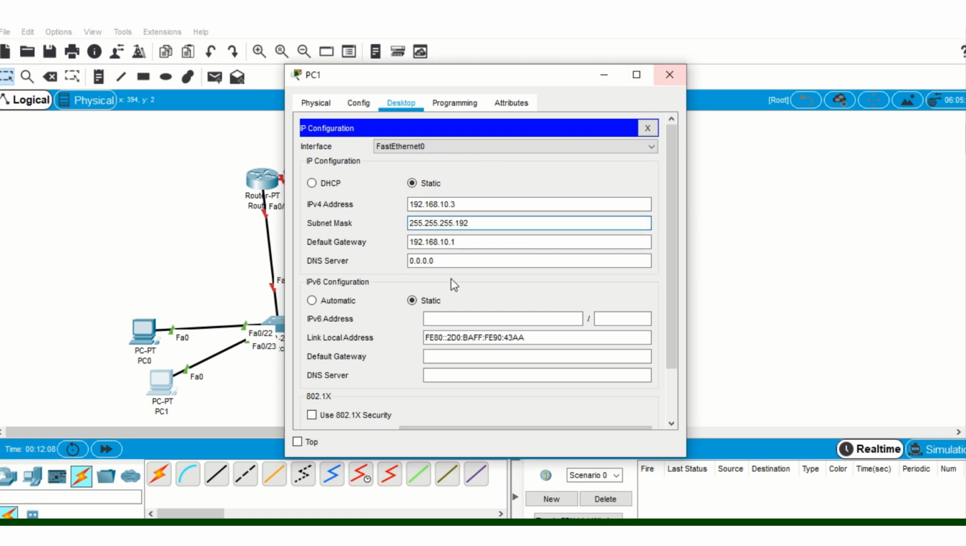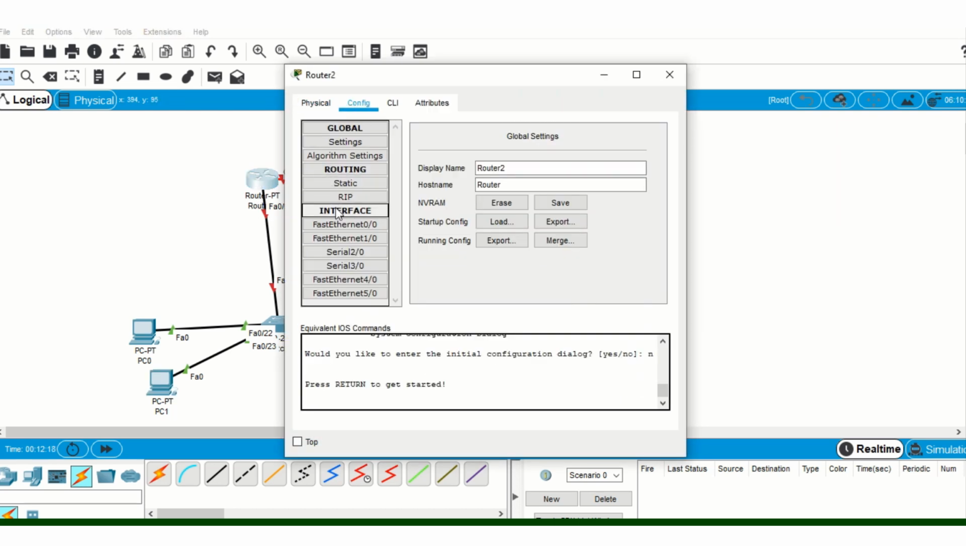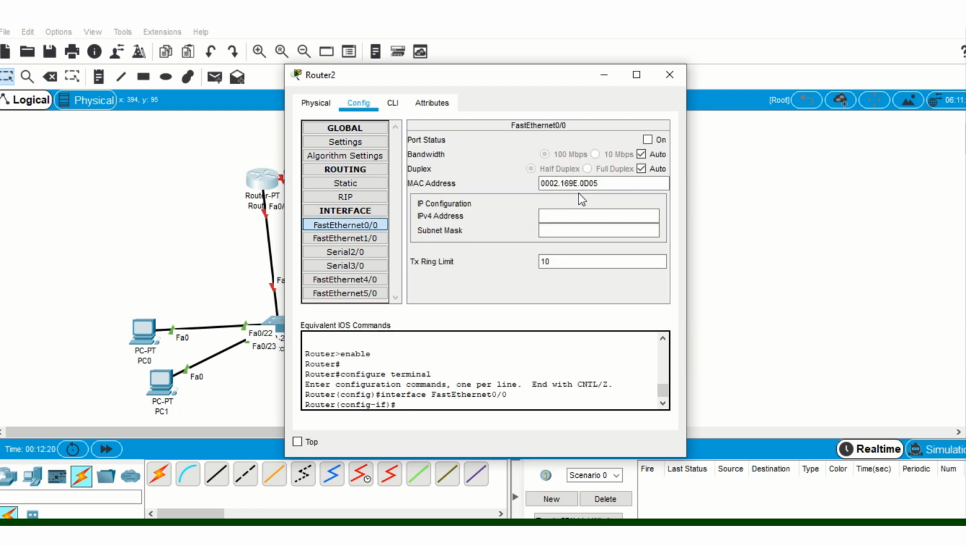And we will also configure the router interface for this network. The router has FA0/0 connected to this network. So in router config, interface FA0/0, IP address, the gateway address, and subnet mask. The subnet mask is 192. So this is configured.